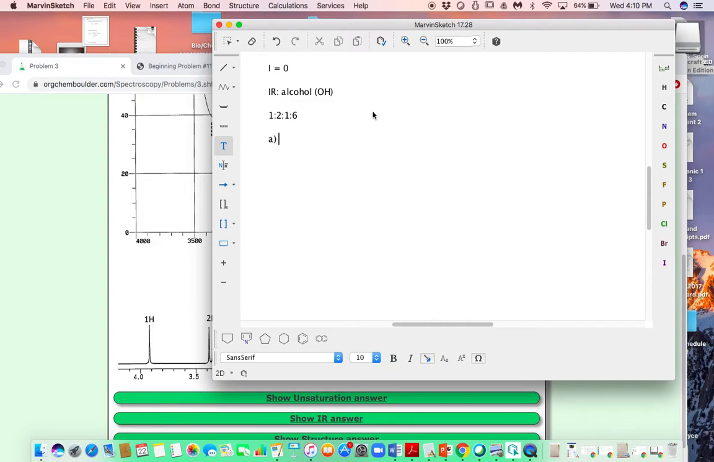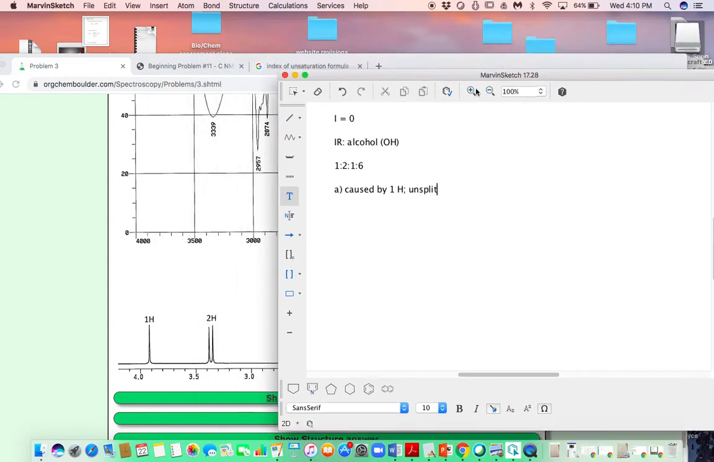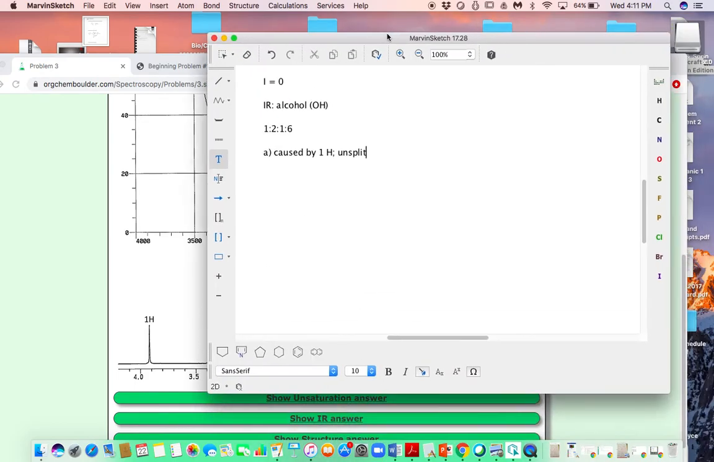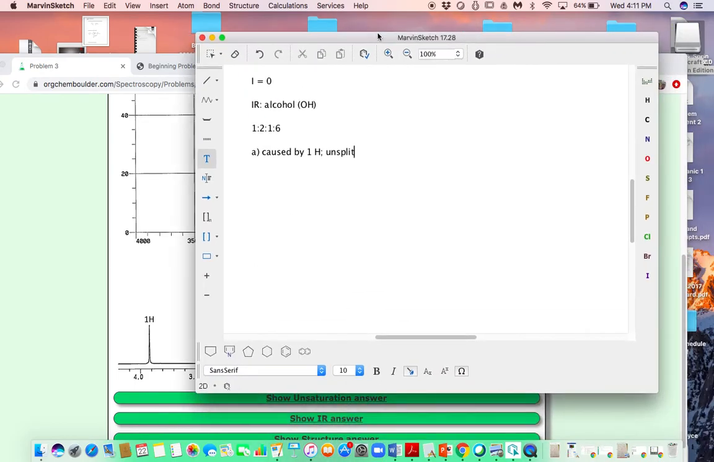For signal A, we know it's caused by 1H, and it is unsplit, right? That means it's not next to anything else that's going to cause splitting. We know that H's on heteroatoms are not involved in splitting, right? So this might be our OH here. It certainly lines up with what we have learned.